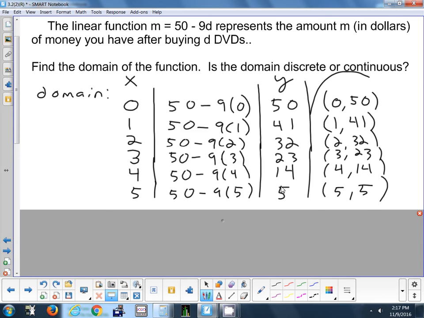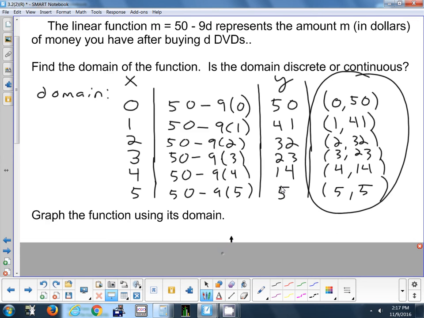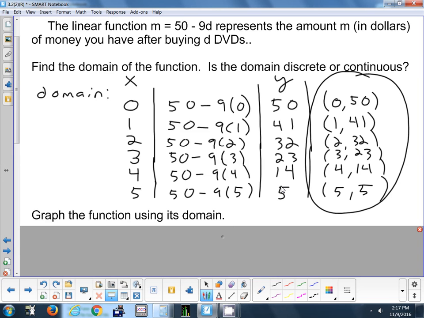And that, right there, those are the points you would graph. Okay, again, I'm not going to do the graph this time. So did we say this was discrete or continuous? Discrete. Why? Because it doesn't give you any in the middle. You can't get any in the middle, right? 2 discs or 3 discs. You can't buy 2.4 discs.